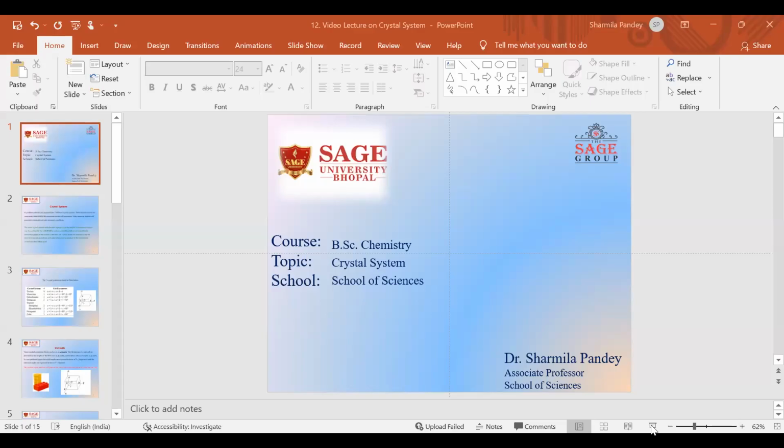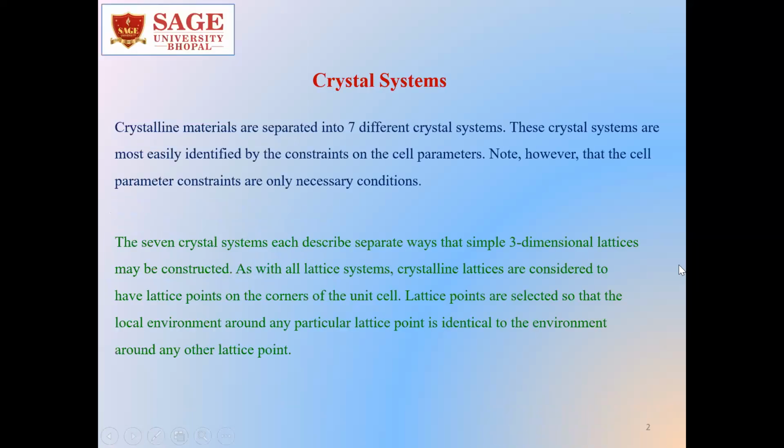Today I will discuss crystal systems. So, crystalline materials are separated into 7 different crystal systems. These crystal systems are most easily identified by the constraints on the cell parameters. Note, however, that the cell parameter constraints are only necessary conditions. So the 7 crystal systems we will read.